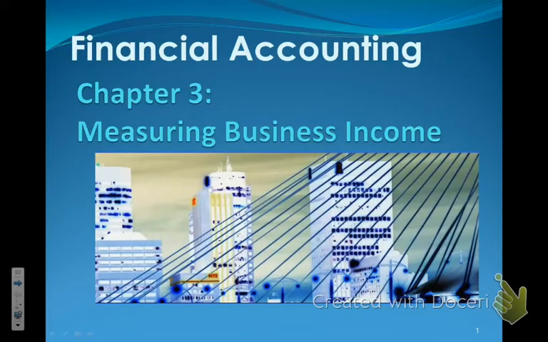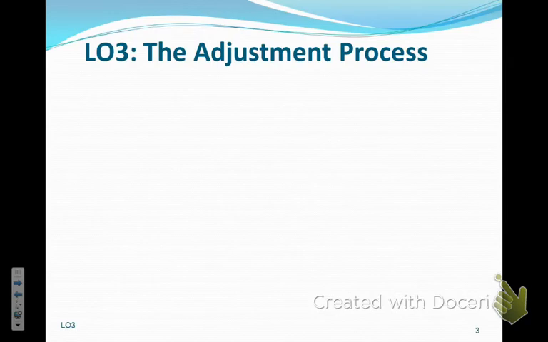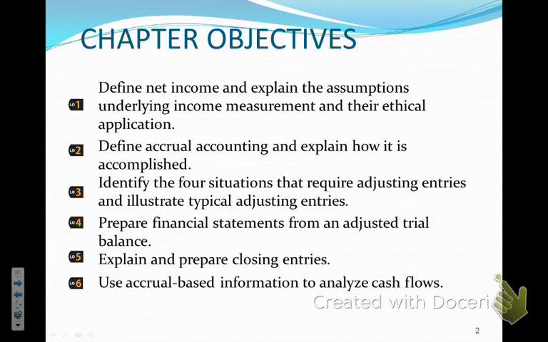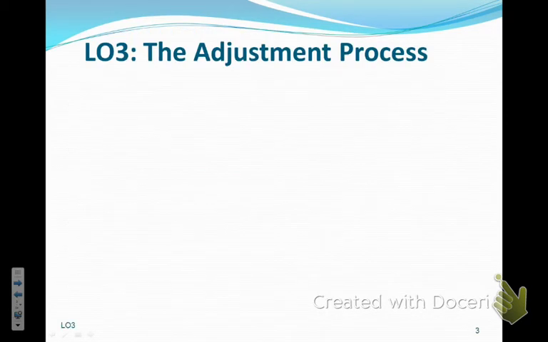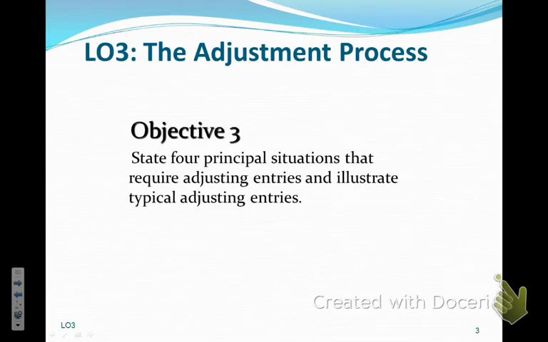Hi everybody. Today we're going to be working with Financial Accounting Chapter 3, Measuring Business Income, and we're going to be focusing on Objectives 3 and 4. First, Objective 3, we're going to be learning about the 4 primary situations that require adjusting entries and illustrate typical types of adjusting entries.